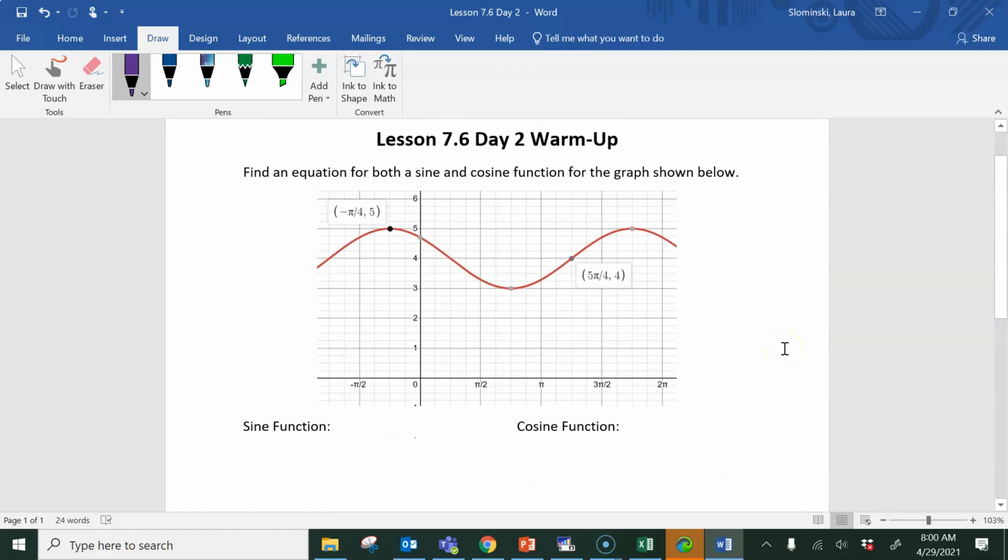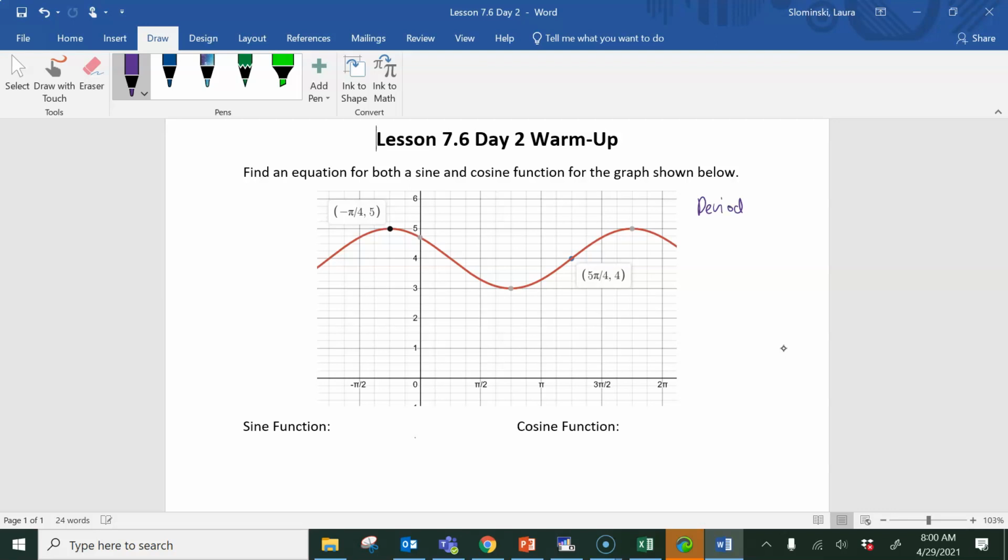So we have this curve, and it wants us to find both a sine and cosine function, which is good for us to see because it's important to know that we understand that you could take the same graph and always write either a sine or cosine. So that's where you have to make sure you read what they're asking for, and if they don't say, then you pick. So the first thing I always want to find is the period.